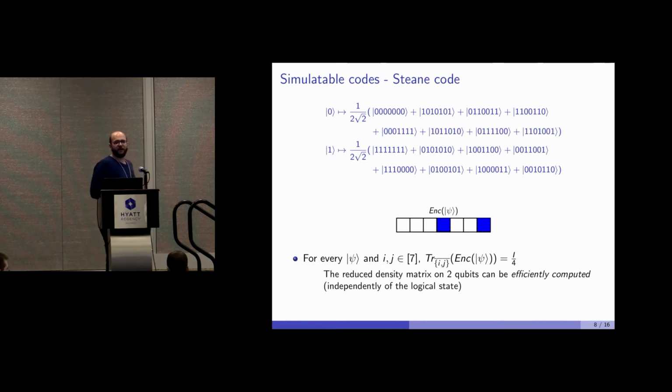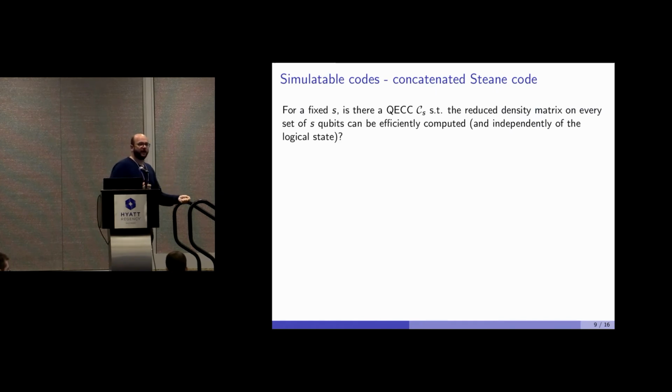And then we can ask, can we go further? Can you find the reduced density matrix on 3 qubits instead of 2? And we cannot. It's easy to see if you look at the encodings of 0 and 1, you see that when you look at 3 qubits, you can distinguish them. So without knowing the logical qubit that's being encoded, you don't have this oblivious way of outputting reduced density matrices. Okay. So the main question is, can we, for every parameter S that we have, find some error correcting code such that we can compute the reduced density matrix on at most S qubits of every code word without knowing the encoded data?